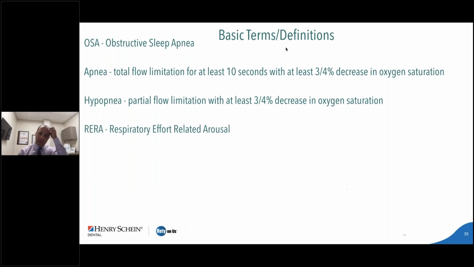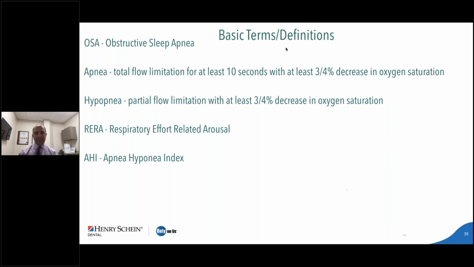And then RERA is a respiratory effort related arousal. That's where we have some respiratory effort associated with increased brain arousal activity. So RERAs right now can only be detected in lab studies unless you have a take-home study that has some EEG leads on it. And then AHI is the apnea hypopnea index.